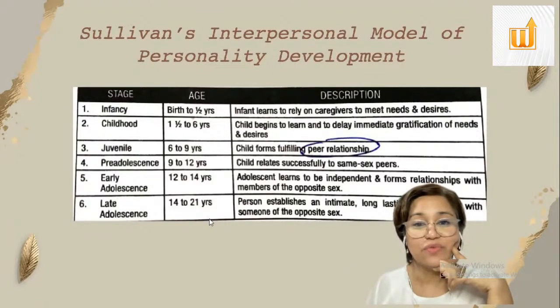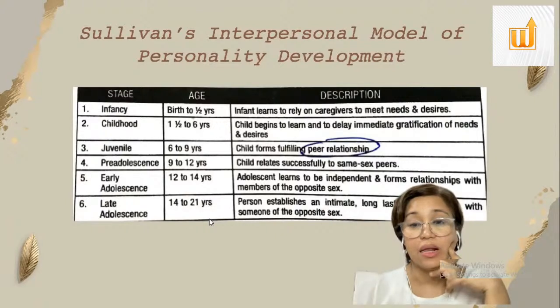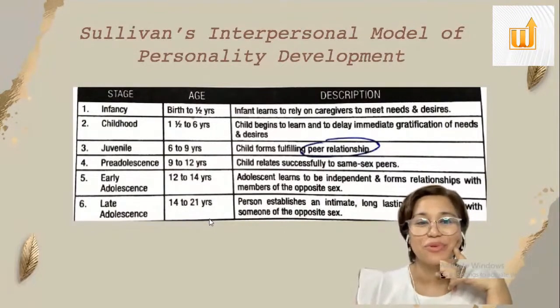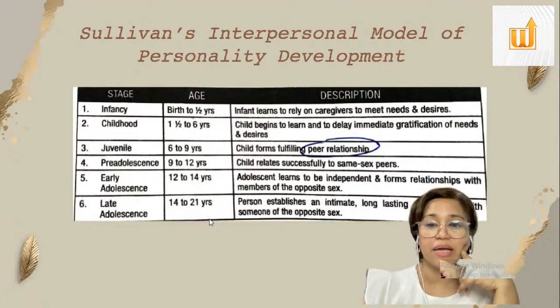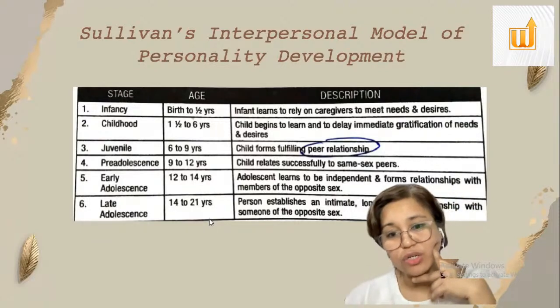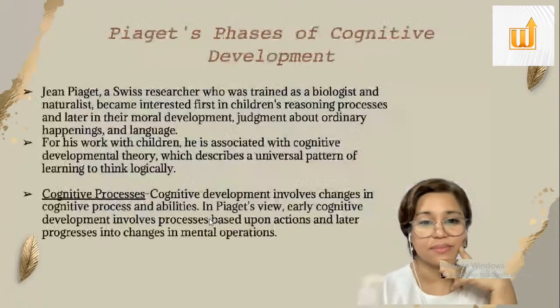And then we look at the juvenile, where they fulfill peer relationships, and this is the gang stage. And then we have the pre-adolescent where they look at the same sex peers, no, girls group, boys group. Then we have the early adolescent where they learn to be independent and form relationship with the opposite sex. And for the late adolescence, the person actually can establish intimate, long-lasting relationship with someone of the opposite sex.